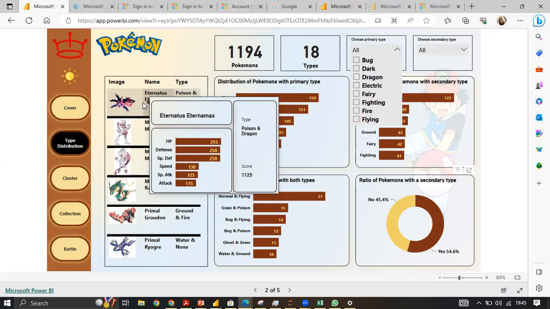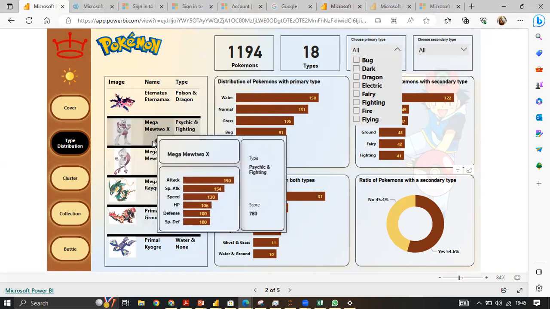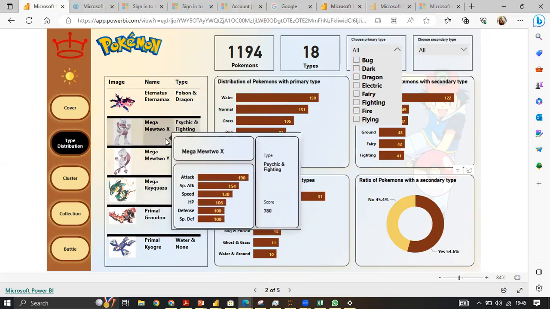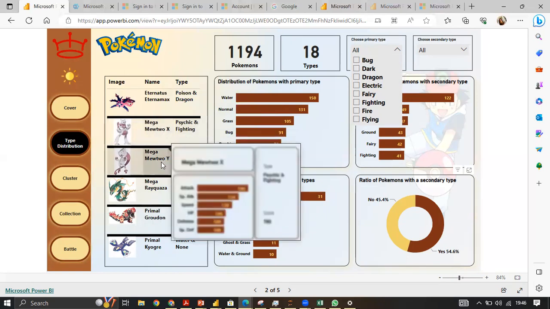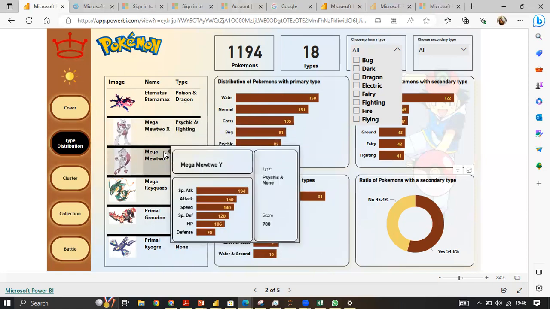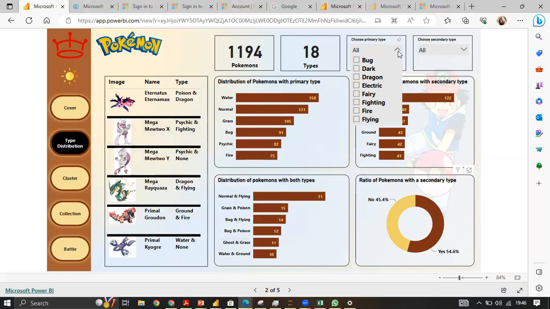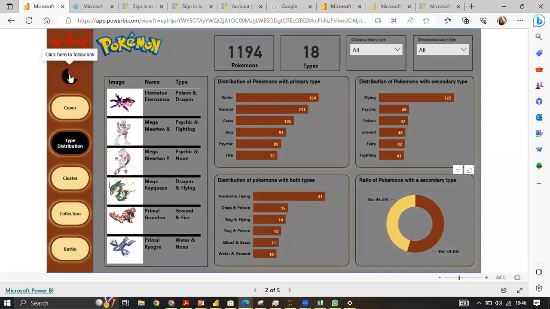We can still see speed and special attack, followed by the Mega Mewtwo X. I found out that the X and Y are for male and female. So Mega Mewtwo X is the male Mega Mewtwo, and Mega Mewtwo Y is the female Mega Mewtwo. Both of them relatively have the same total scores, but a slight difference in their battle metrics, which we can also explore further. And I added a toggle button, so you can choose to view this dashboard in dark mode, whichever is more preferable to you.